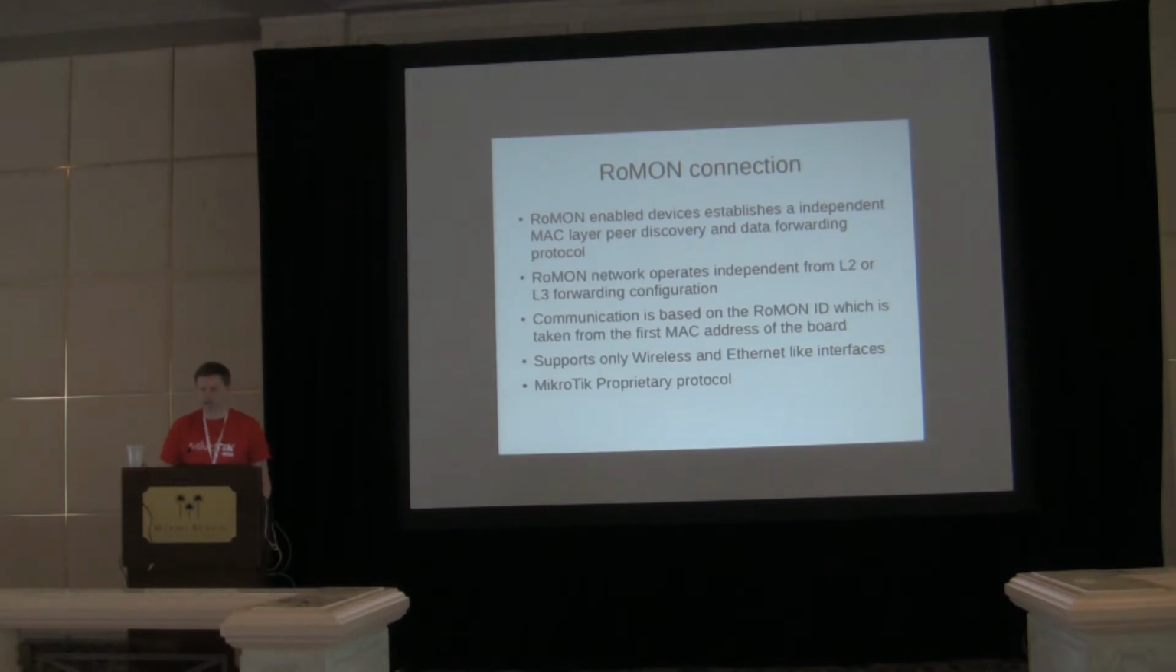So how is the connection made? The RoMON connection is established in an independent MAC layer, peer discovery, and data forwarding protocol, which means it operates independently from layer 2 and layer 3 forwarding configuration. It means it will go through any firewall, any NAT. It will bypass all that. You just need to enable the RoMON port on both ends, on the internet side or in the local side. You don't need to worry about that.